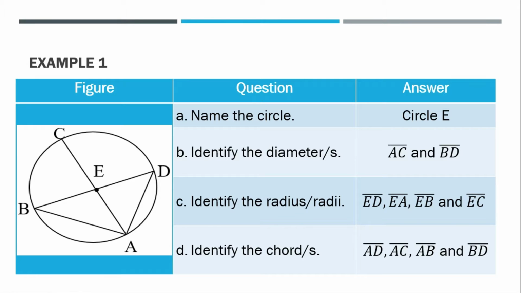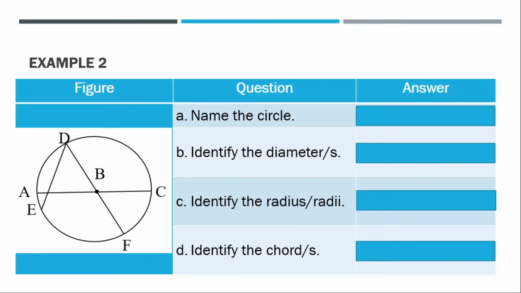Okay. Let's have more examples. For example 2, we have another figure. Likewise, our questions are in the second column and in the third column we will put our answers. The first question is, let's name the circle. What is the name of our circle? What is its center? It's point B. So the name of our figure is circle B.